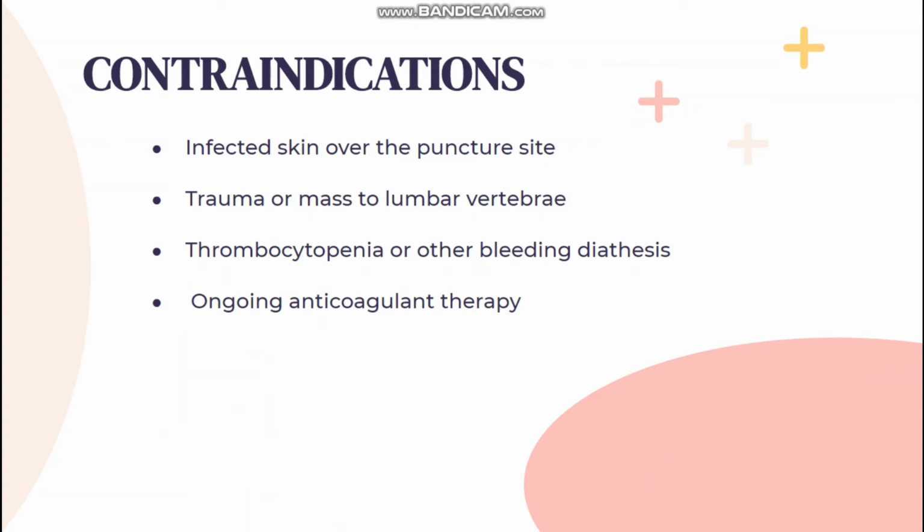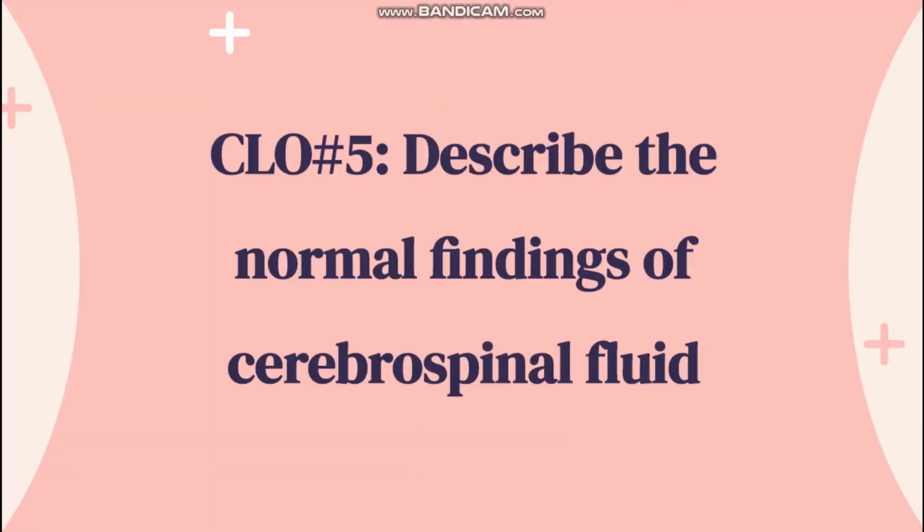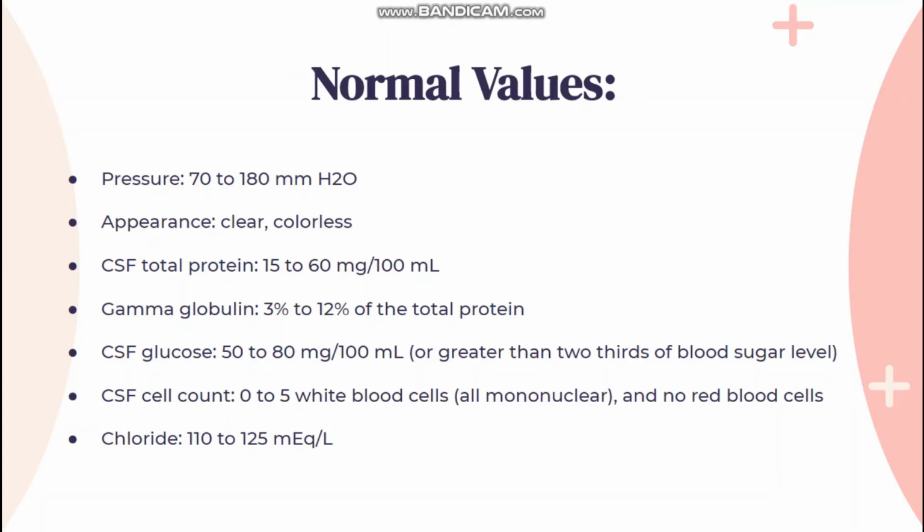And lastly, ongoing anticoagulant therapy because this can put the patient at risk for serious life-threatening bleeding. In CLO number 5, we will be describing the normal findings of the cerebrospinal fluid. So these are the normal values of the cerebrospinal fluid. It has a pressure of 70 to 180 millimeter of water.